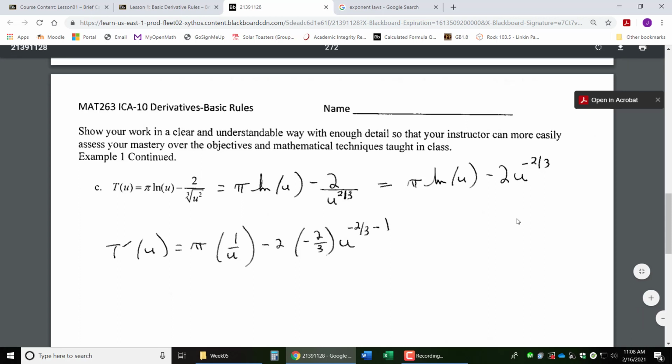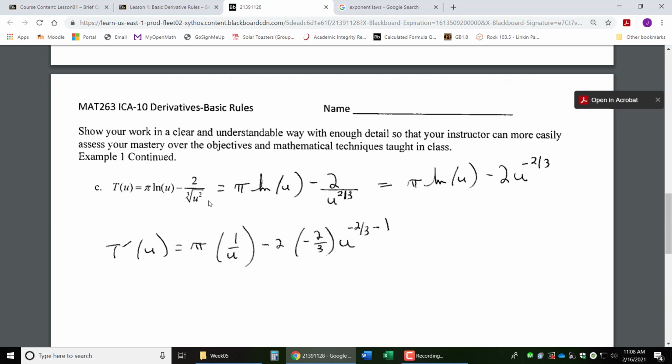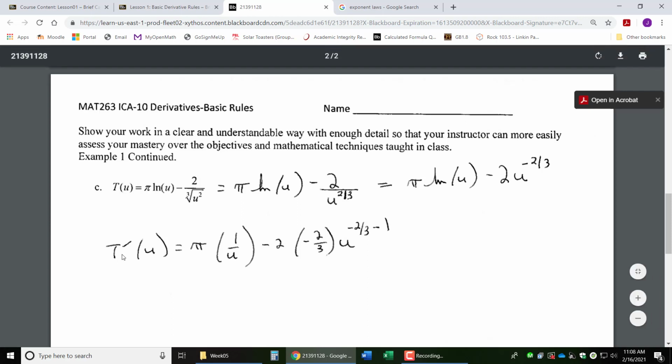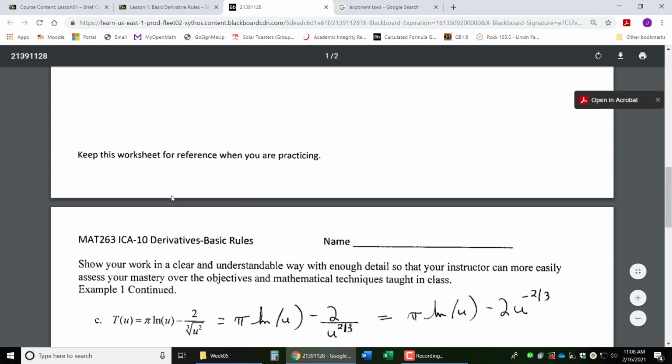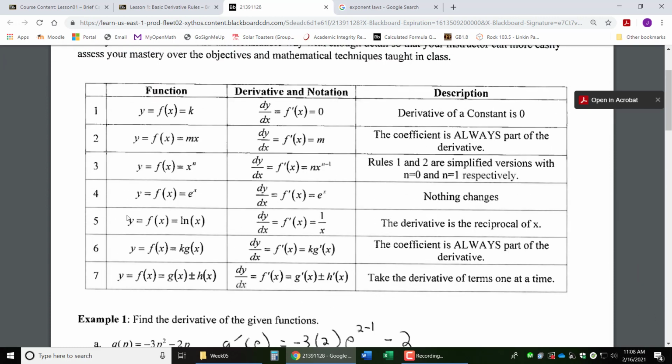Now you can do the derivative. So be careful, keep the algebra. If you have to do algebra before you apply the derivative rules, keep that separate from the actual derivative. Alrighty, so pi is the coefficient. That's always there. The special rule for the natural log, rule 5, you can see basically it's just the reciprocal.